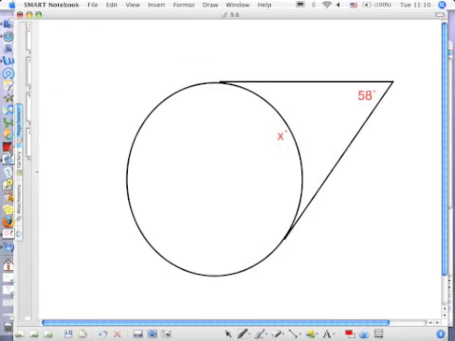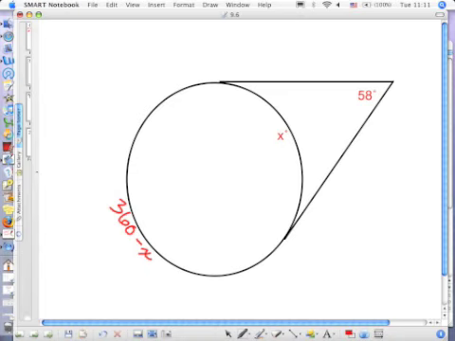Now in here, we're looking for the value of x, and we would need to know the other arc. But all we have is x. How would you find the other arc? Subtract it from 360. The other arc is 360 minus x.